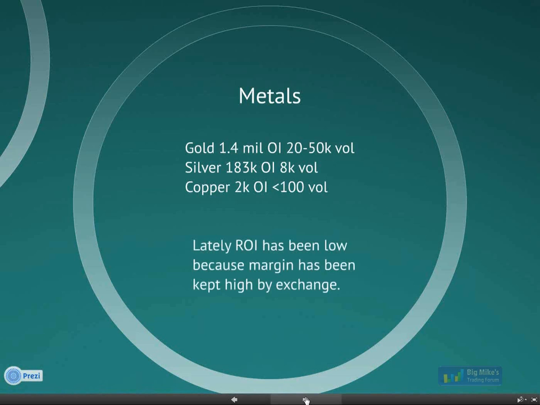And then lately, the return on investment has been low for the metals because the margin, after being raised when we had all the dramatic moves earlier in the year, they just haven't lowered the margins yet. So that makes the return on investment really poor, and I haven't done metals in months now because of that. It just seems like COMEX is really slow at adjusting their margin rates, and they really need to lower them now, but they're a little bit behind.